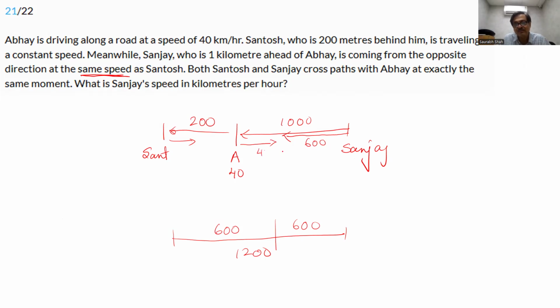When Abhay covers 400, Sanjay covers 600. When Abhay covers 40, Sanjay will cover 60. Now that 40 can be kilometers, it's a ratio. So 40 can be kilometers, it can be meters, it can be feet, whatever. So if the speed of Abhay is 40, the speed of Sanjay is 60. A very easy question. The answer is 60 kilometers per hour.